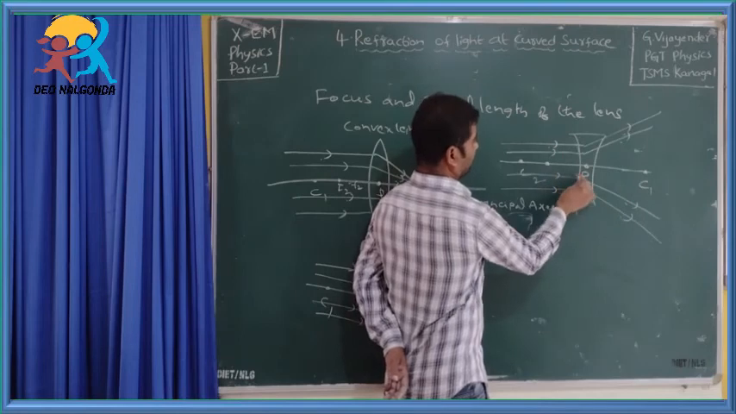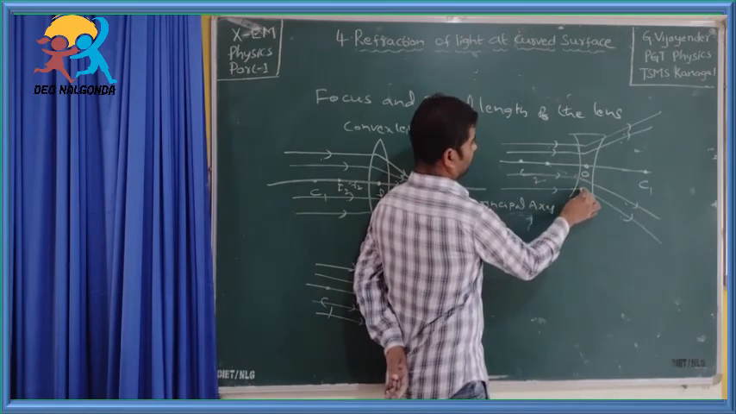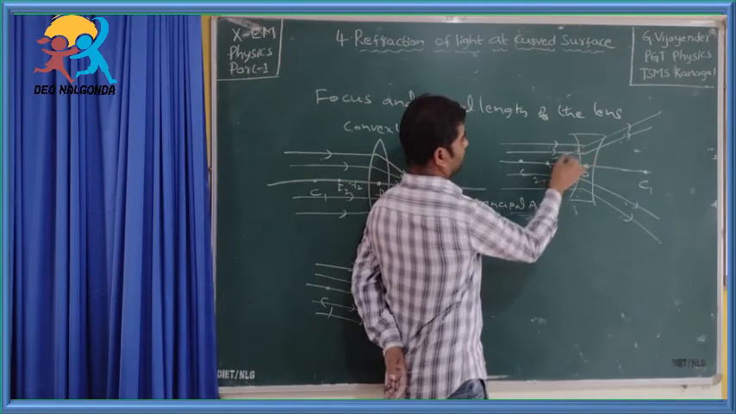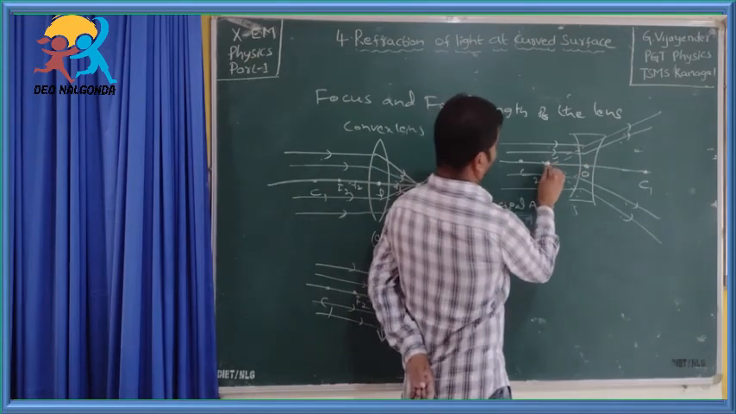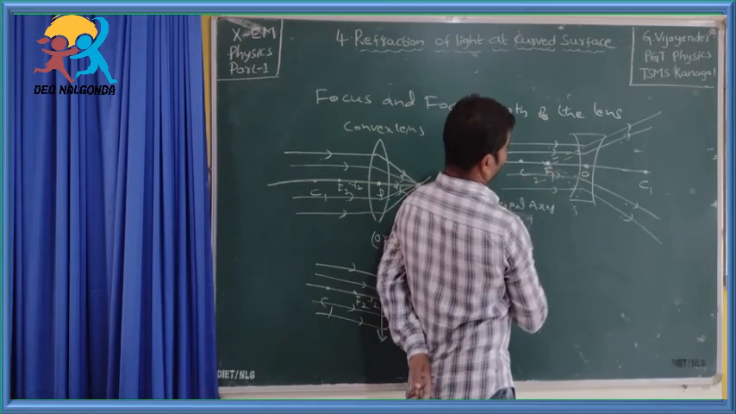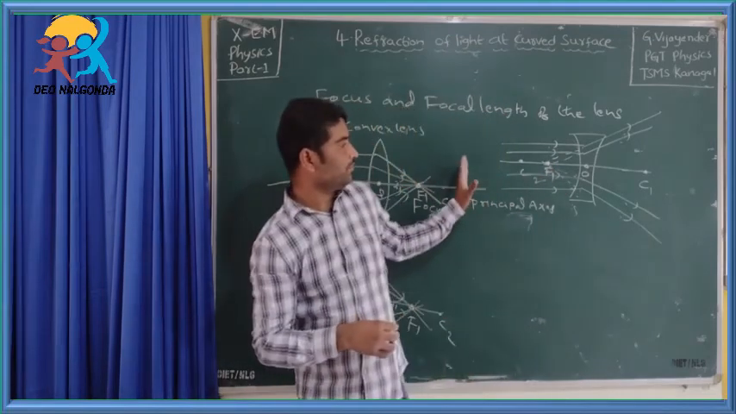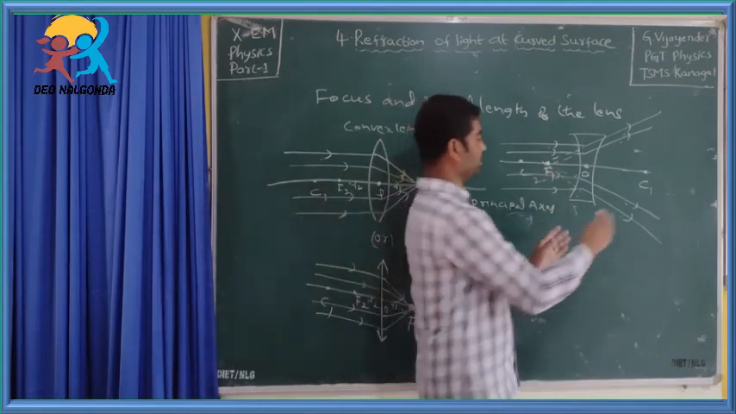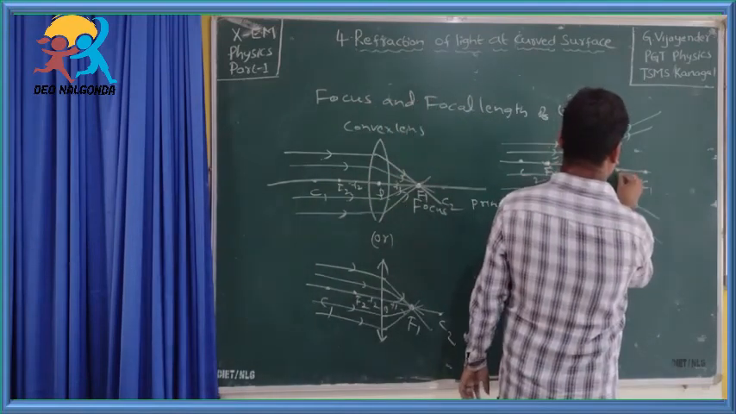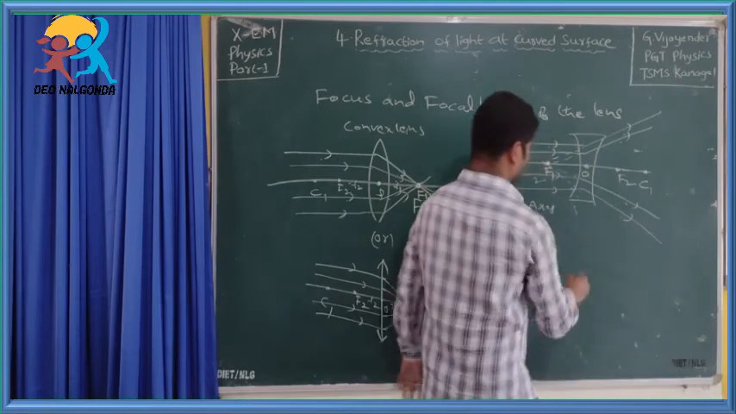If we extend all the refracted rays backward, these refracted rays appear to diverge from a point. This point is called the focus. This is F1. Here the incident rays are coming from left to right, so here is one focus. If the incident rays come from right to left, we have the other focus, F2.